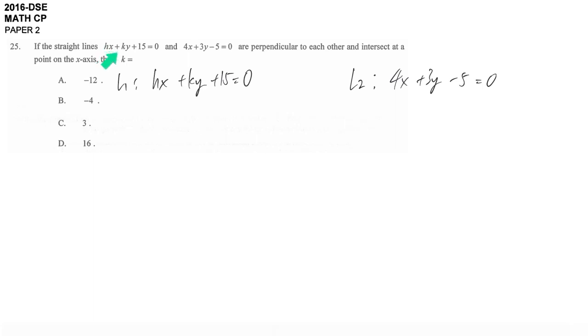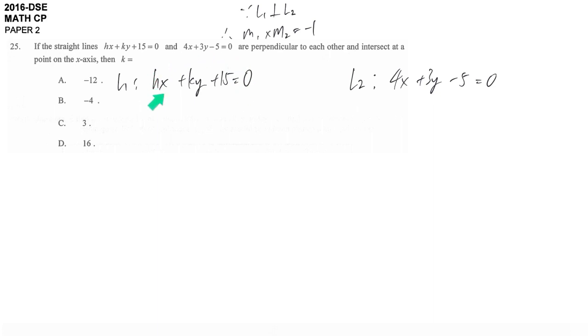They give you the equations of two straight lines, and those two lines are perpendicular to each other. Since L1 is perpendicular to L2, we know that m1 times m2 is equal to -1. We are going to use this property. To use this equation, we want to get the slope of the first line.